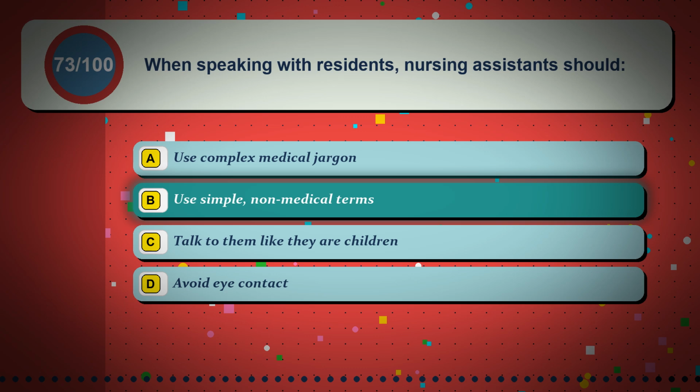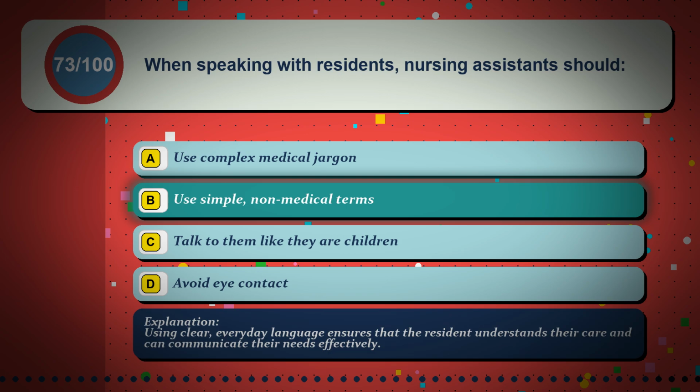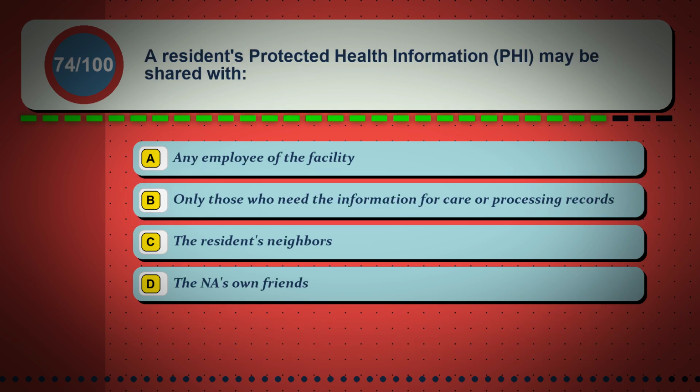The correct answer is option B. Use simple, non-medical terms. Using clear, everyday language ensures that the resident understands their care and can communicate their needs effectively. Question 74. A resident's protected health information, PHI, may be shared with Option A, any employee of the facility.